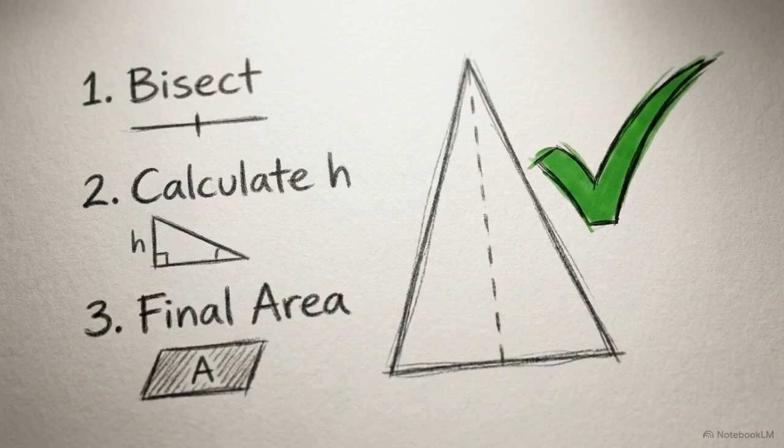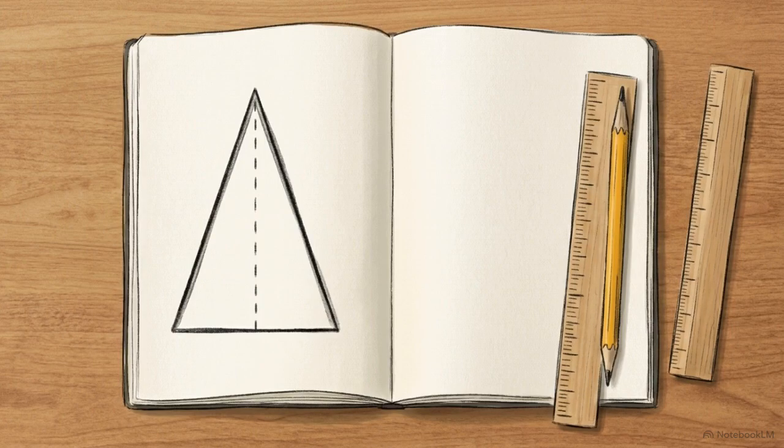To summarize, first split the base in half. Then use Pythagoras' theorem to find the height. Finally, calculate area using the full original base. Following this logical sequence helps you stay organized while solving geometry problems.